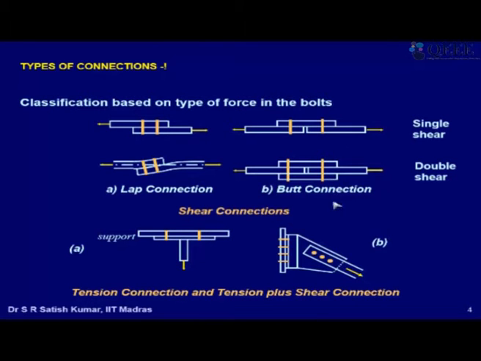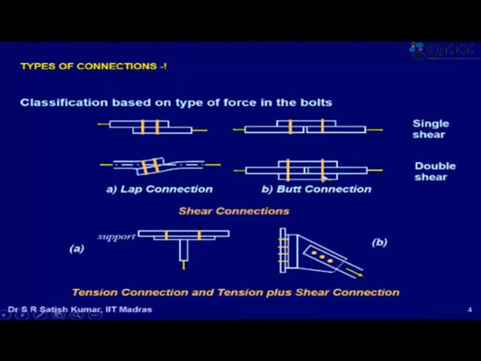And if I take a section now here, I still have, let's say, T by 2 on the top with an eccentricity plus E, and T by 2 in the bottom with an eccentricity minus E, right? So these two moments actually cancel out, and as a consequence this connection will not bend like the lap connection, or like the single shear connection.